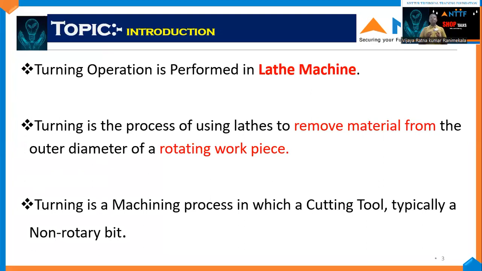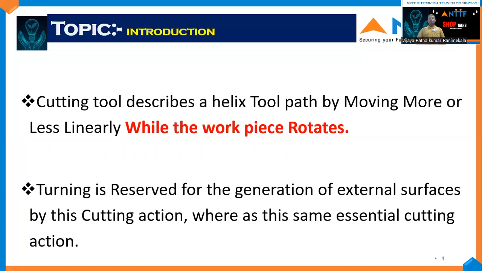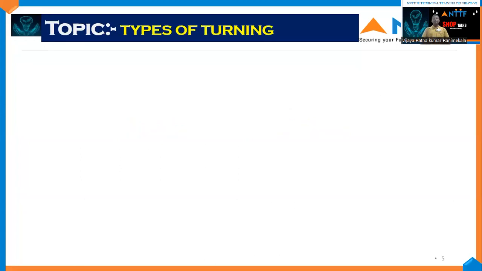Turning is a machining process in which a cutting tool, typically a non-rotary bit, plays a major role here. The cutting tool describes a helix tool path by moving more or less linearly while the workpiece rotates. Turning is reserved for the generation of external surfaces by the cutting action.